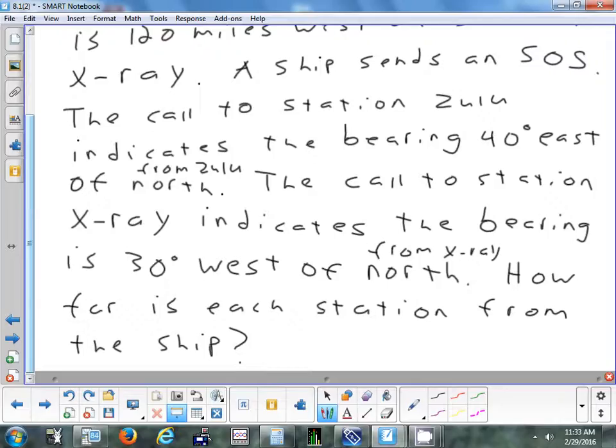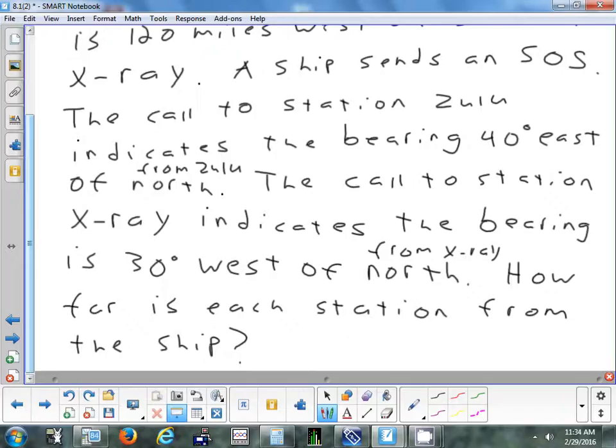Okay, so we're going to figure out how far each station is from the ship. A couple things we're doing to simplify it is we're assuming the ship is staying still. Okay, which most likely in real life wouldn't be the case. If you had a current causing the boat to drift, if it had no power, you'd have to take into account not only where the boat is now, but where the boat will be.